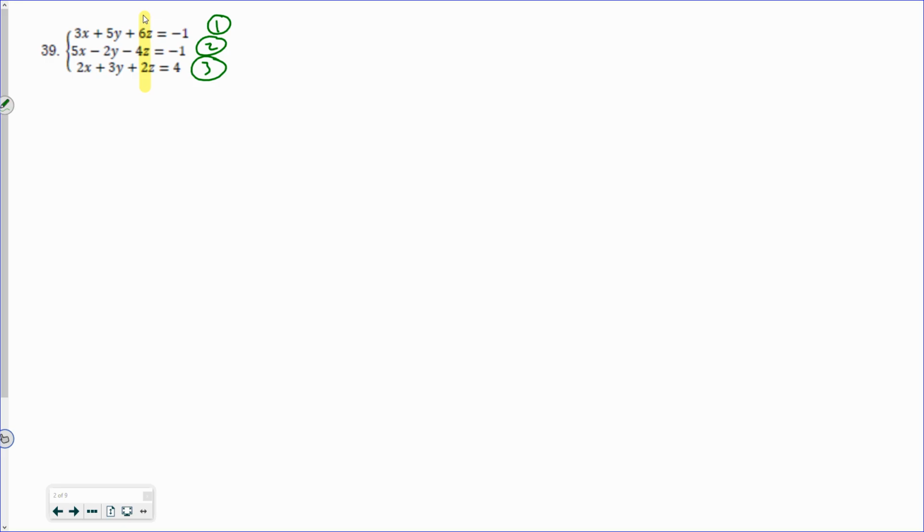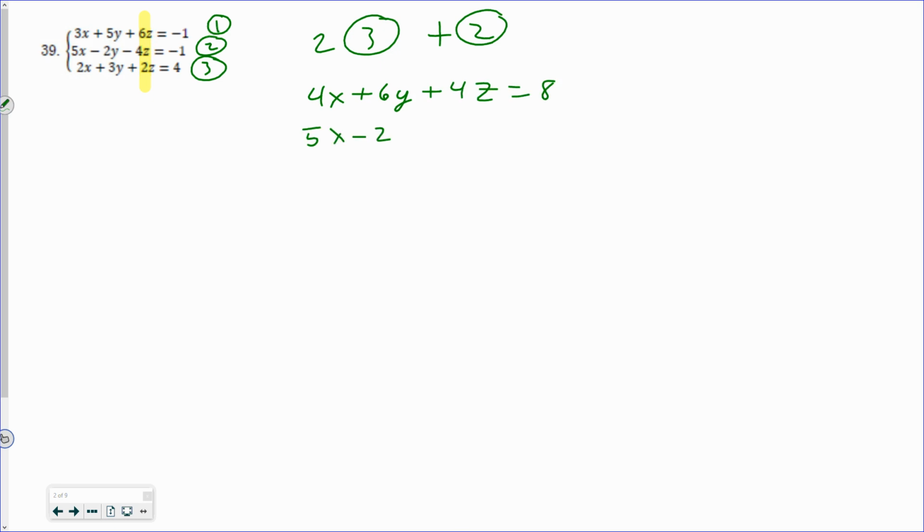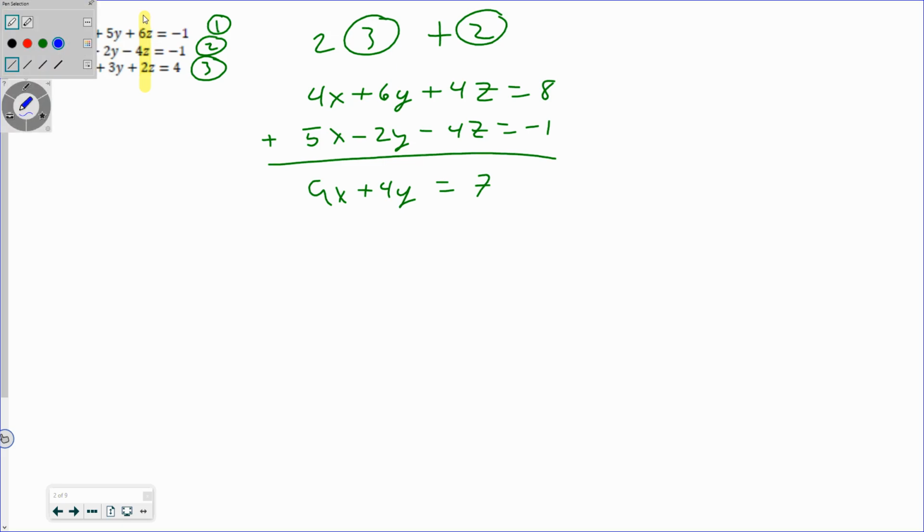So I can multiply equation 3 by 2 and add it to equation 2. Equation 3 times 2 gives 4x plus 6y plus 4z is 8. Equation 2 is 5x minus 2y minus 4z is -1. If you add these, you get 9x plus 4y equals 7, and I can call this equation 4.